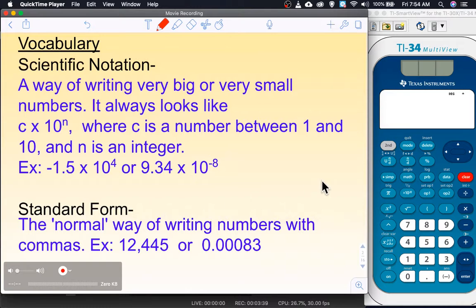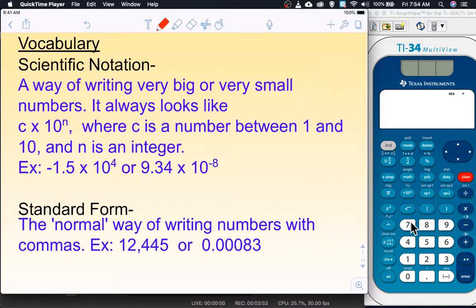Standard form is just the way we'd normally write a number. It's with the commas. It's writing out really big. So like 12,445. That's standard form. And 0.00083. That's standard form. Okay.